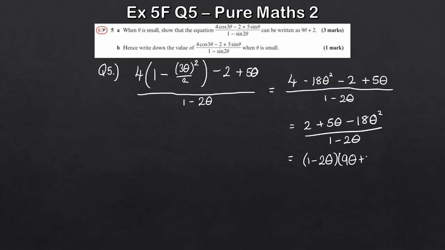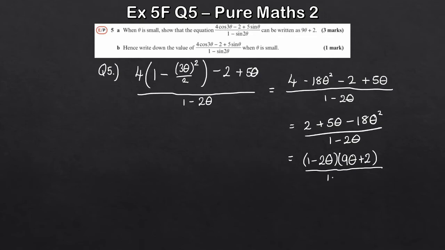Okay? So if we double check whether this actually expands to give this, so for example, 1 times 9 theta would be 9 theta, 1 times 2 would give us 2, so that's good. Minus 2 theta times 9 theta, that gives us minus 18 theta squared. And then finally, minus 2 theta times 2, that would give us minus 4 theta, which gives you 9 theta minus 4 theta to give 5 theta. Okay, so that expands perfectly. So far, thumbs up, this is working.